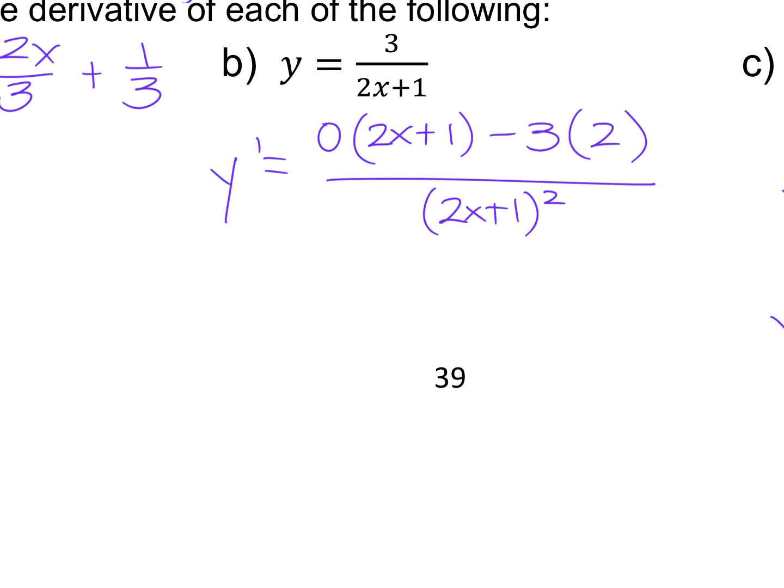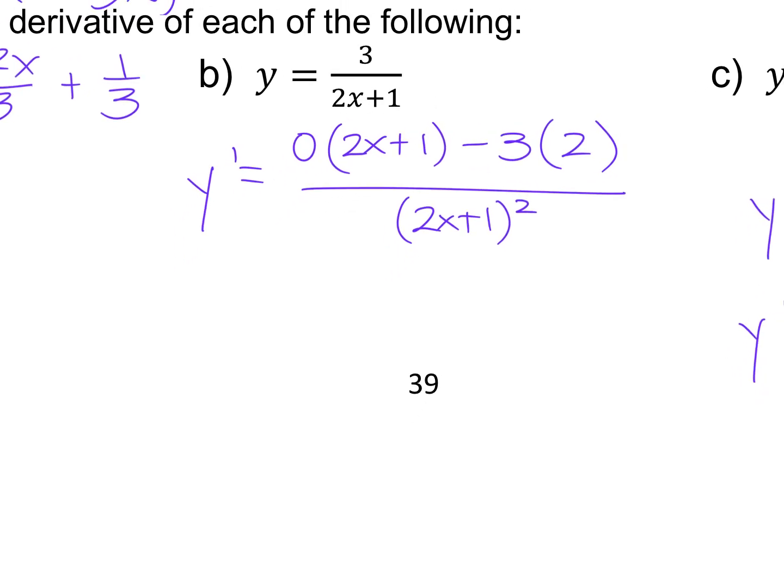Right. So what's going to happen to that whole first part? That's gone. This is going to give me -6 over 2x plus 1 squared. Again, when we learn chain rule, we're going to learn a second way to look at that. But right now, I don't have a choice because I can't simplify and I can't divide. Okay? What questions do we have on this?